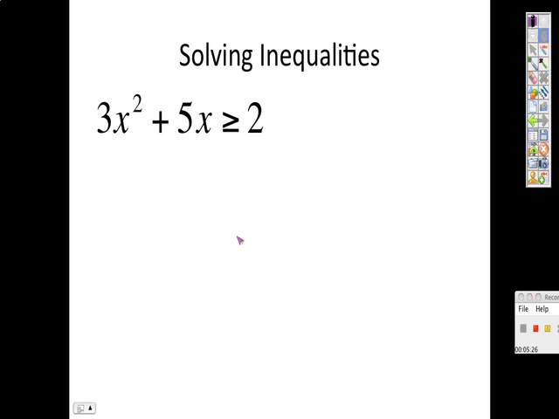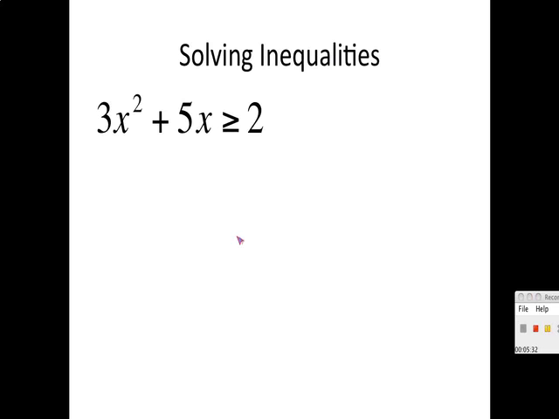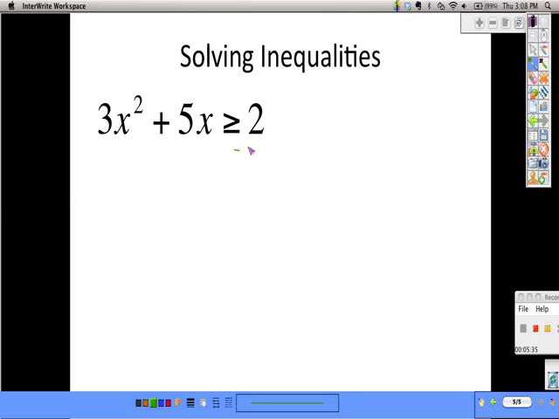A sign diagram can be really helpful when we're solving an inequality that's not the most straightforward, like a quadratic. We subtract 2 to both sides. 3x squared plus 5x minus 2. And what I'm going to do is I'm just going to treat this like it's an equation. I'm going to find the spots where this does equal 0, and I'm going to use a sign diagram to help me straighten out which intervals will actually work.